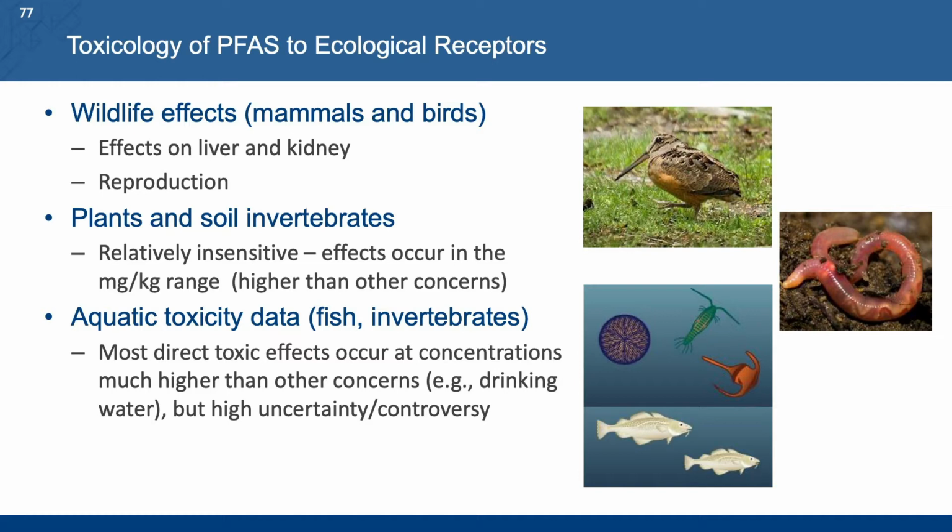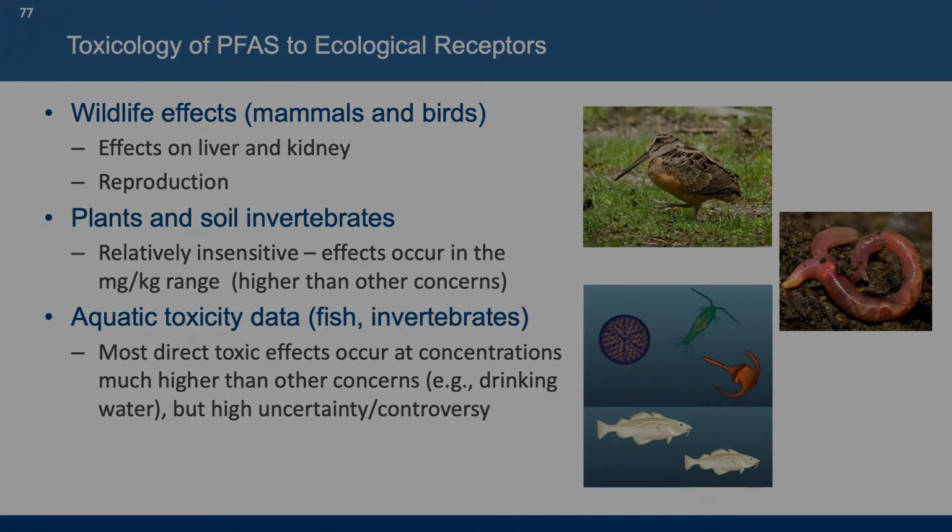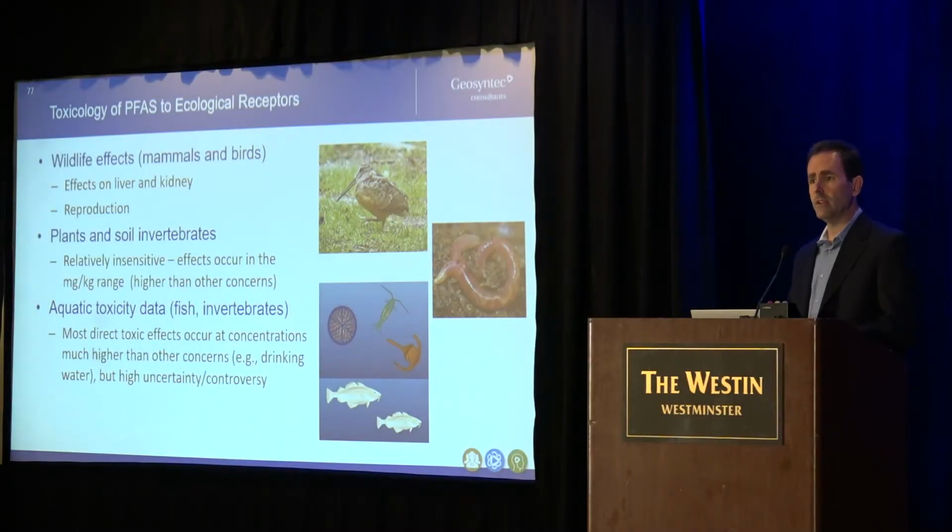And then looking at aquatic toxicity for fish and invertebrates directly exposed via the water column, usually there's a lot of variation in ranges, a lot of high uncertainty right now in some of those values. We'll go through that in some of the information in a few slides. But most concentrations occur at much higher concentrations than your typical human health drinking water concern. We're usually into the micrograms per liter range, not nanograms per liter range for most compounds.